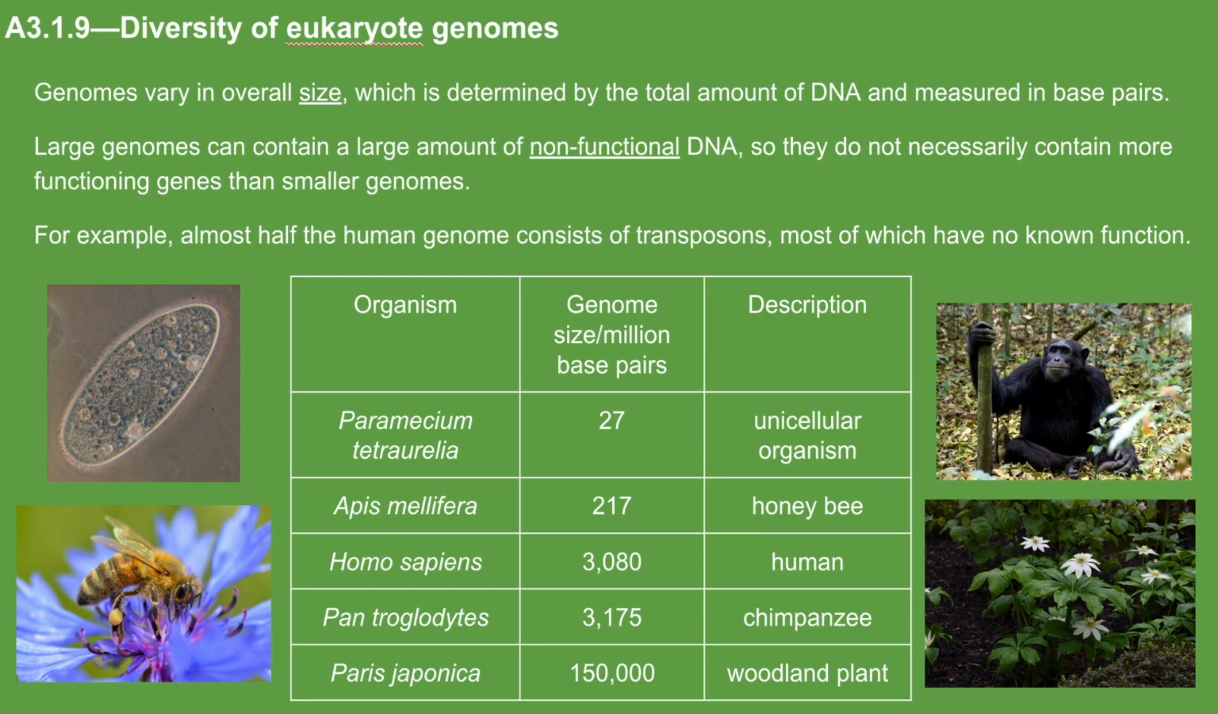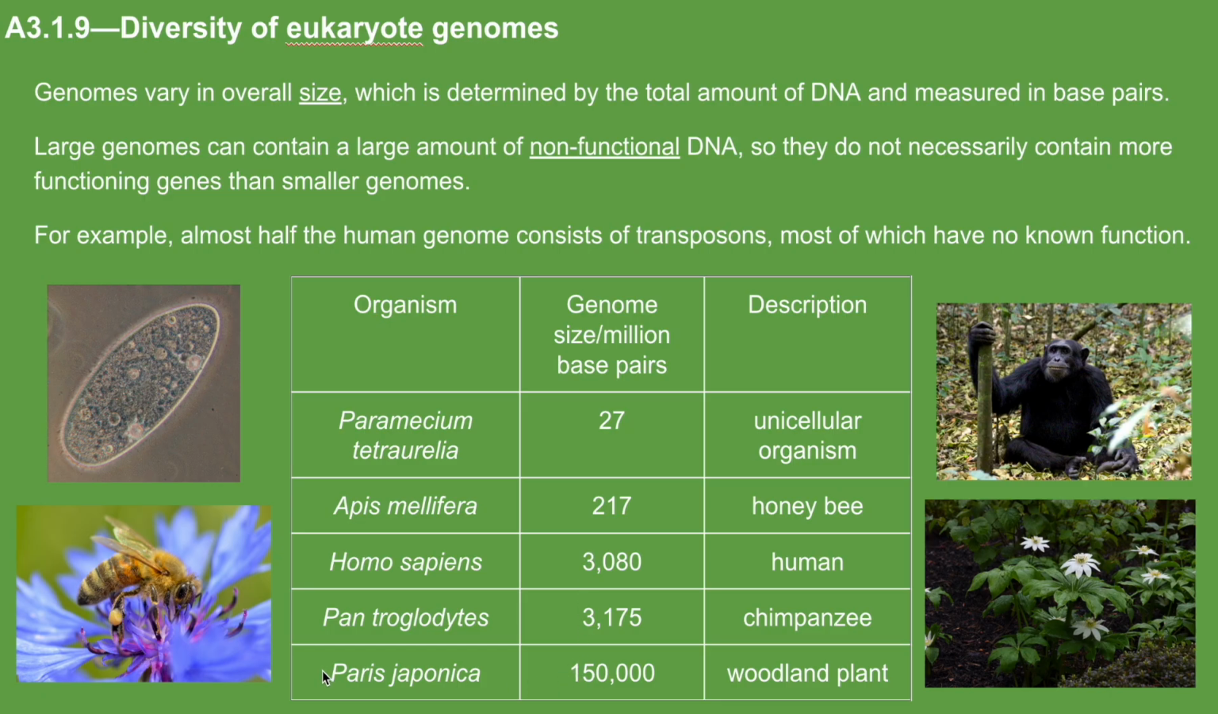Diversity of eukaryote genomes. Genomes vary in overall size. This is determined by the total amount of DNA, and it can be measured in base pairs. Large genomes can contain a large amount of non-functional DNA, so they don't necessarily contain more functioning genes than smaller genomes. For example, almost half the human genome consists of transposons, most of which have no known function. So here we see genome size in million base pairs. So remember, I just mentioned humans have about 3 billion base pairs, so that is why we see 3,000 here. 3,000 million is the same as 3 billion.